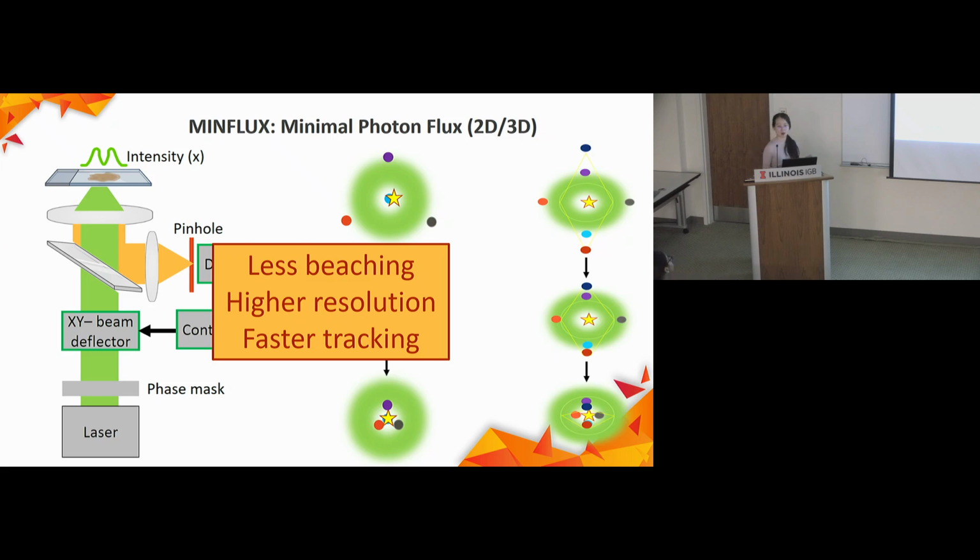You're doing minimal, so it's going to be very fast. And of the high resolution, because your resolution is also going to be determined by how closely your scanning range is. So less bleaching, higher resolution, faster tracking. That's the advantage of using MINFLUX.